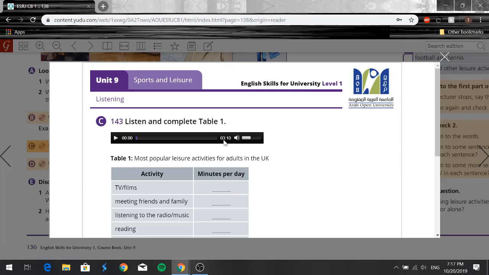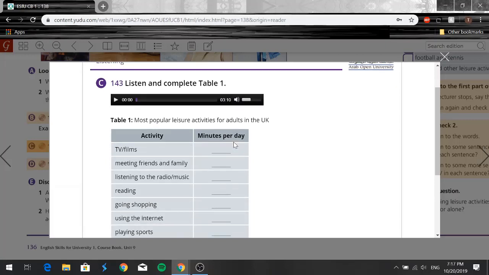It's 3 minutes long. The audio is 3 minutes long, so get ready, right? Make sure you stay on track. Don't fall off because it'll be hard to get back on. Right, so I'll play this once, okay? And I'll be writing whatever's needed here as we go along, okay? So most popular leisure activities for adults in the UK. That's basically the summary of what the speaker is going to be talking about, okay? So here we go.